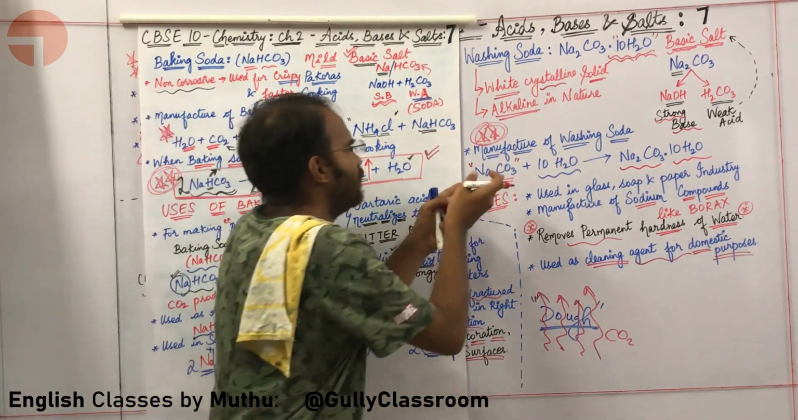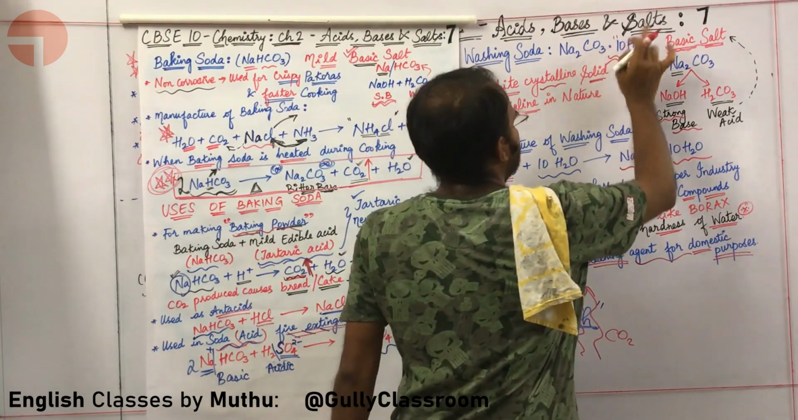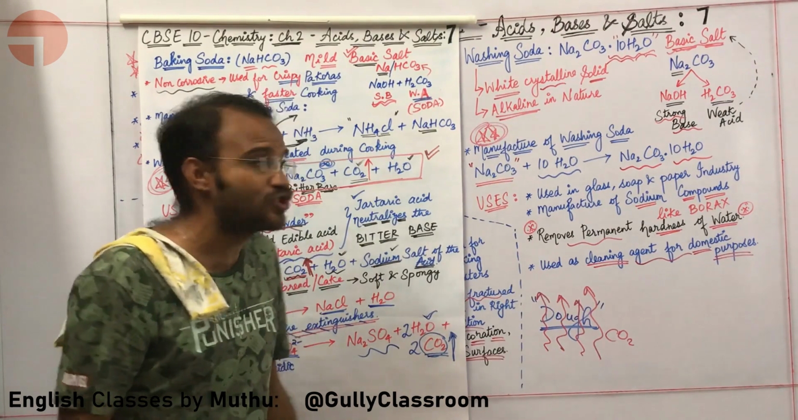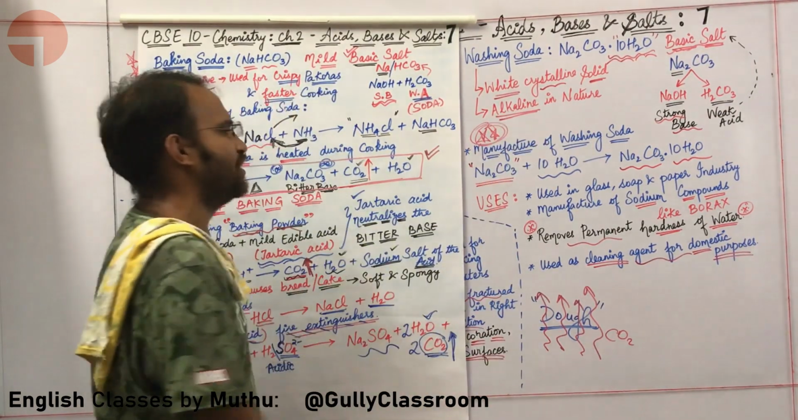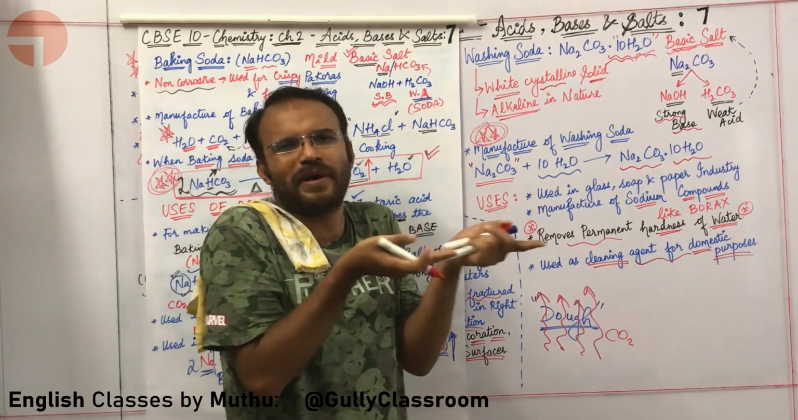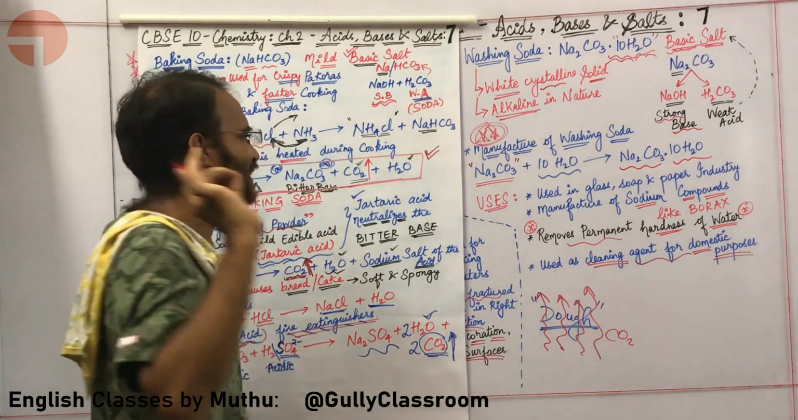Are you comfortable with this? How I am manufacturing washing soda or Na2CO3.10H2O? Yeah, washing soda is a white crystalline solid. It is alkaline in nature. What is alkaline? Alkaline means it is a base that can be dissolved in water. It is usually slippery in nature.